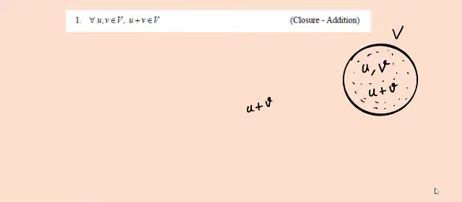The closure property here: when you say that addition satisfies the closure property, you should take 2 vectors randomly and add them, and the resultant also should be in the same set. If it fails for even one pair, we cannot say V is closed under addition. This is the first condition.